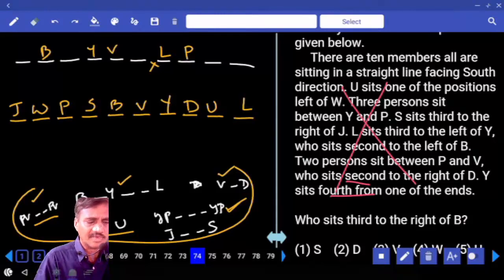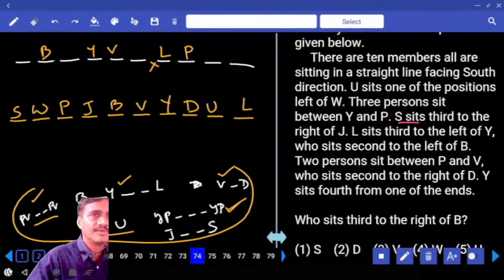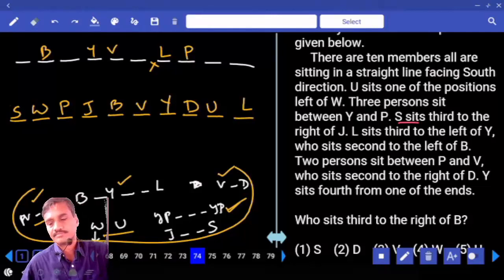And so what is the final arrangement we have? Now S sits third to the right of J. S is here and J is here. S is third to the right of J. Okay? And the final arrangement is SW, PJ, BV, YD, UL.